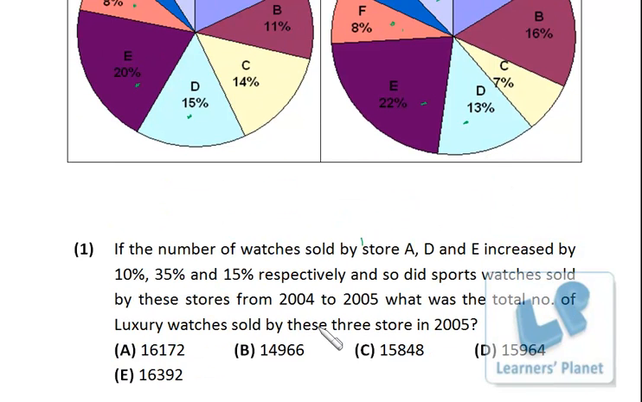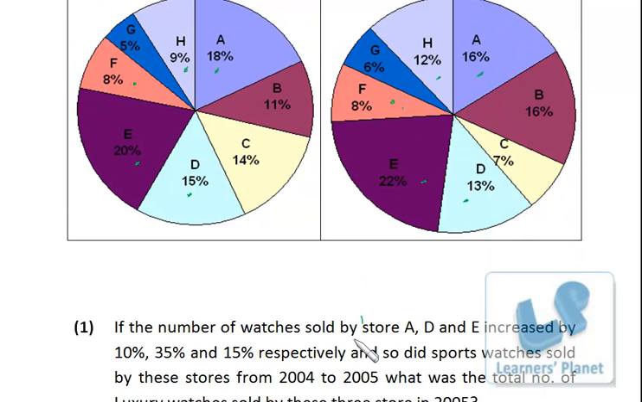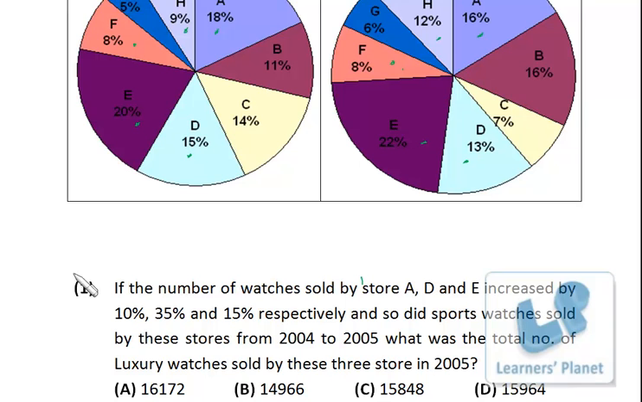Now this question: if the number of watches sold by stores A, D and E increased by 10, 35, 15%, and so did sports watches sold by these stores, then what was the total number of luxury watches sold by these three stores in 2005? Okay, very lengthy, and I think lots of calculation is involved because growth is there. Okay, let's begin. 56 will be common over here.